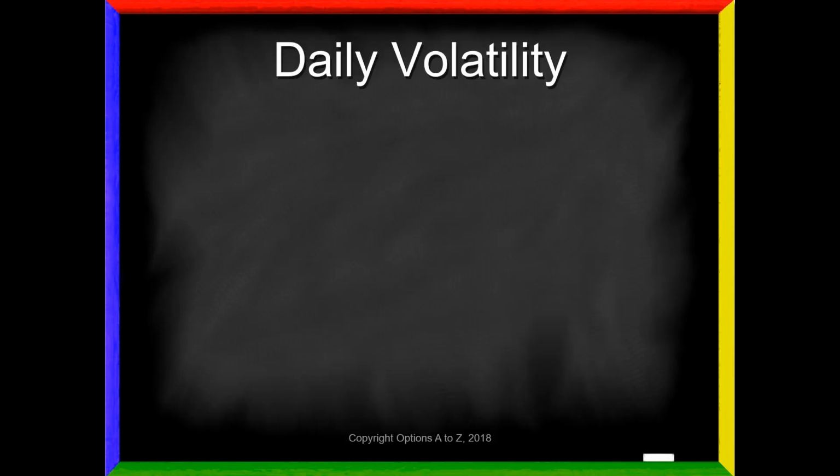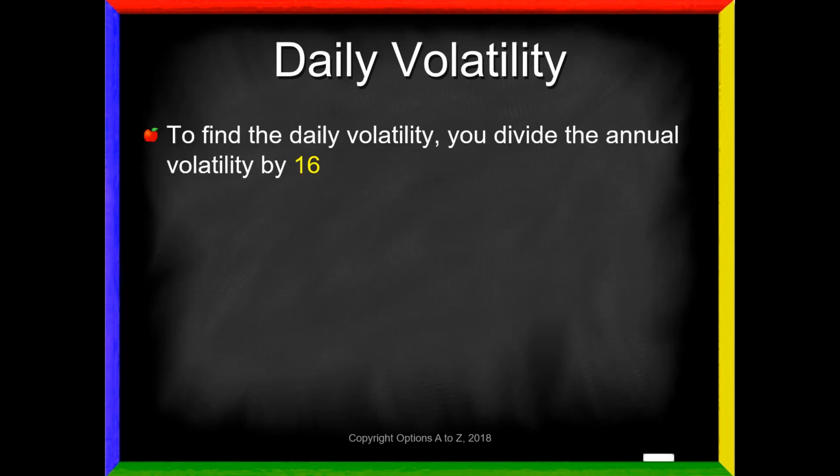All right, now that you understand a little bit about volatility, when your broker's platform gives that to you, remember it's always in terms of an annual number. We would interpret it saying at the end of a year, this is where we would expect these stock prices to be. Well, sometimes it's nice to know what's going to happen daily. Well, to find the daily volatility, you divide the annual volatility by 16. I know, you would think you would divide it by 250, the number of trading days in a year, or possibly by 365. Well, volatility doesn't quite work out that way.